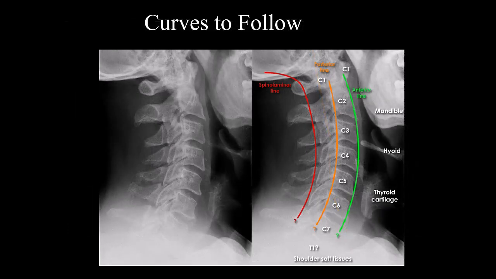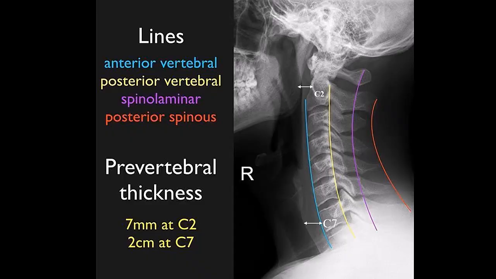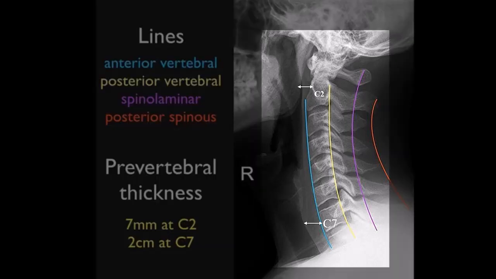In analyzing the lateral cervical spine, we look at the different curves, the spinal laminar line, the posterior line, and the anterior line. We want to take a look at these to make sure that they are smooth and not disrupted. Let's take a look at the lateral C-spine, and we want to look at the relationship of the bone, the soft tissue, and the air in the trachea.